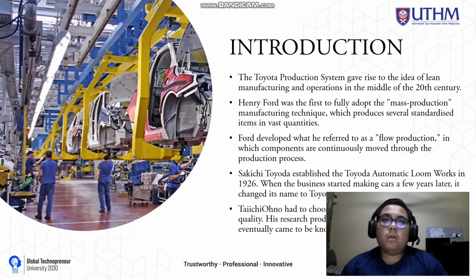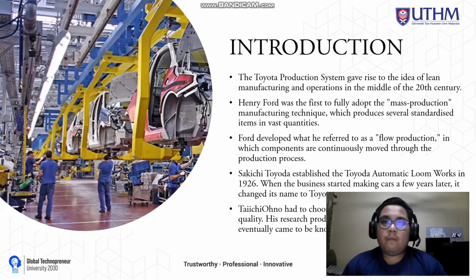Next, Sakichi Toyoda established the Toyoda Automatic Loom Works in 1926, where the business started making cars. A few years later, it became Toyota. Eiji Toyoda, Sakichi's nephew, visited the Rouge plant in Dearborn, Michigan for 3 months in 1950. The Dearborn factory was Ford's biggest and most complicated production facility at the time. Toyota only manufactured 2,500 vehicles per year, while Ford produced roughly 8,000 vehicles every day.